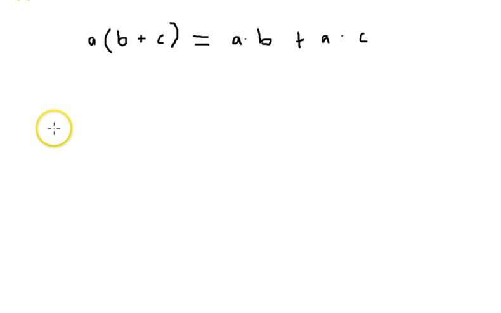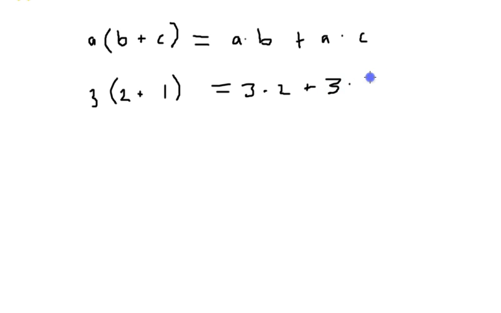Well, what does that look like? If I have 3 times (2 plus 1), that's the same as 3 times 2 plus 3 times 1. All right, 3 times 2 first and 3 times 1 last.